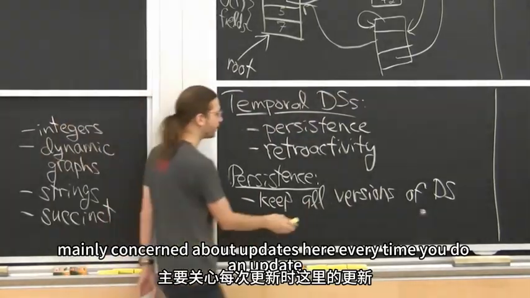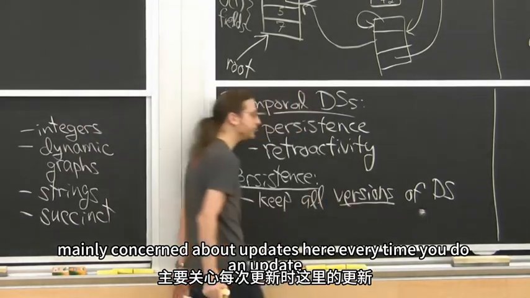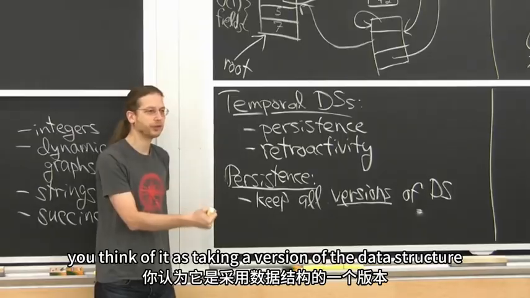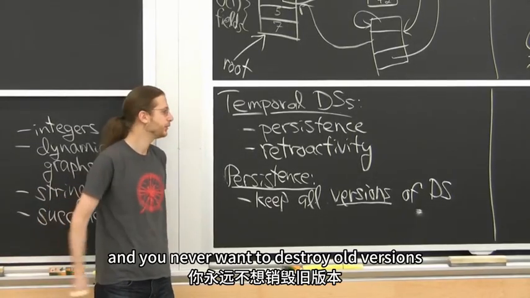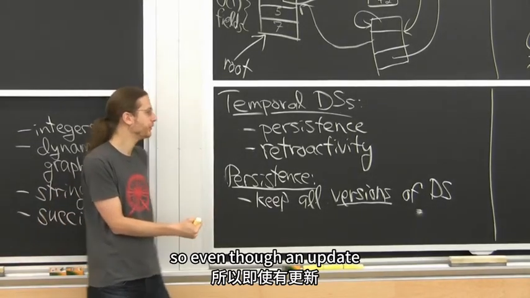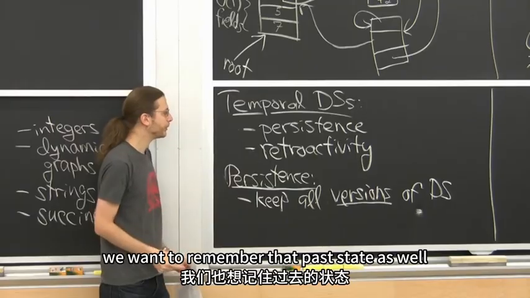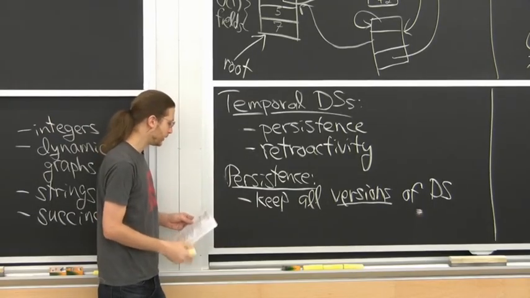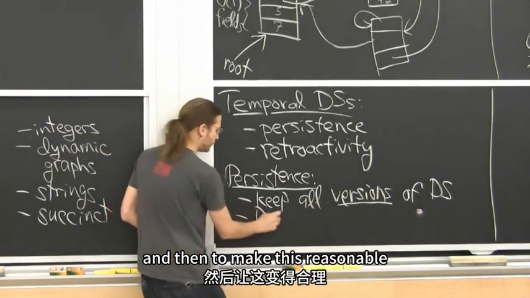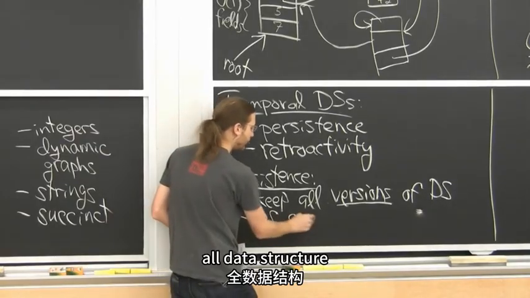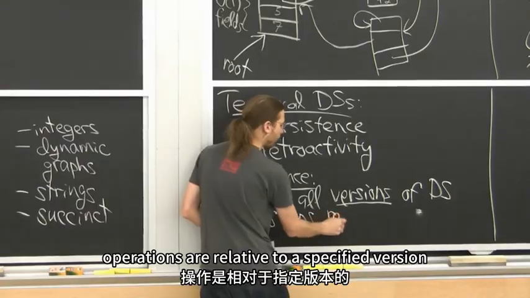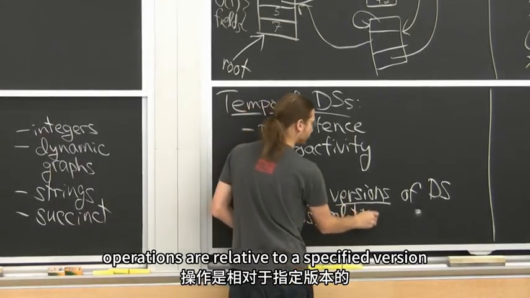When we're concerned about updates here, every time you do an update, you think of it as taking a version of the data structure and making a new one. And you never want to destroy old versions. So even though an update, like an insert or something, changes the data structure, we want to remember that past state as well. And then, to make this reasonable, all data structure operations are relative to a specified version.